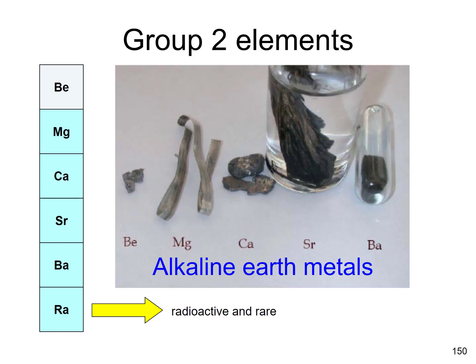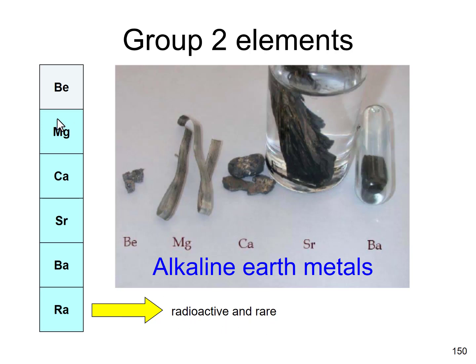Good day and welcome to our lecture on Group 2 elements, which are also known as the alkaline earth metals. The elements belonging to this group are beryllium, magnesium, calcium, strontium, barium, and radium. The last one is very rare and radioactive.